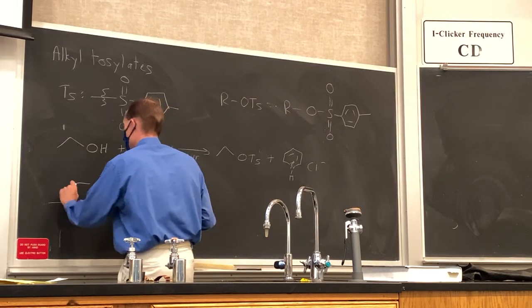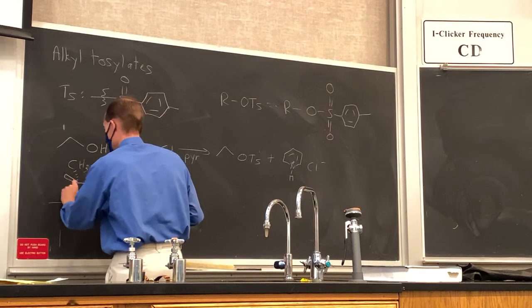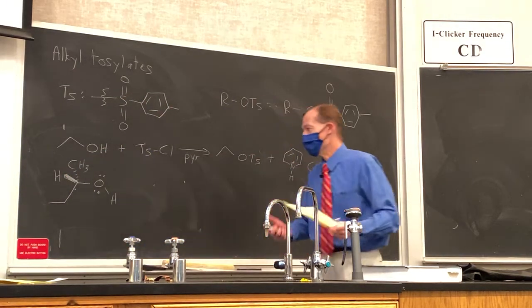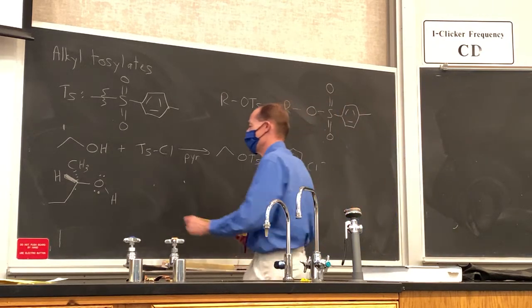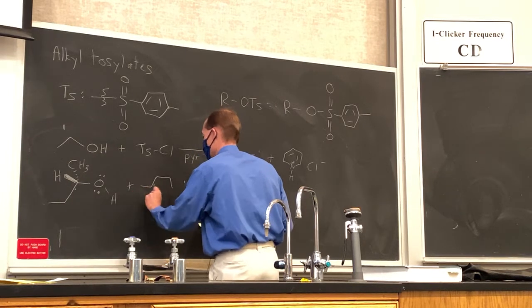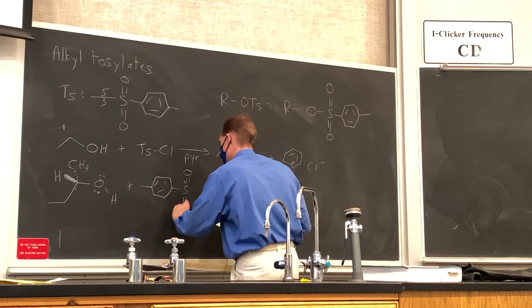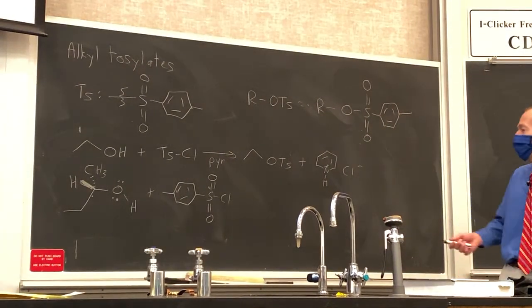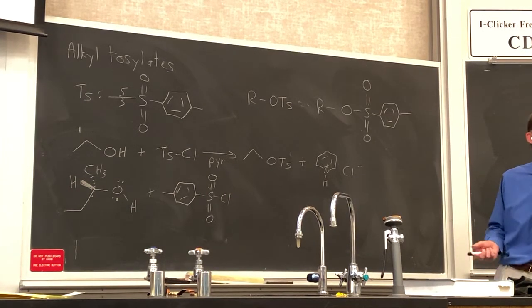I'm going to show the mechanism using a chiral alcohol here, a secondary alcohol that's chiral, to illustrate some important stereochemistry that's involved with this process. Okay? So, toluene sulfonyl chloride looks similar to thionyl chloride, but instead of having two chlorines, we've replaced one of them with this aromatic group. Okay?